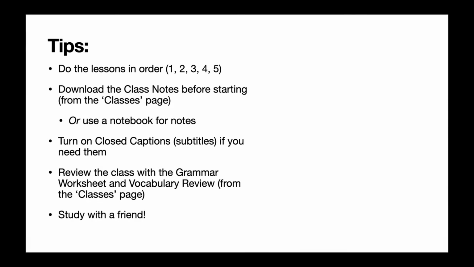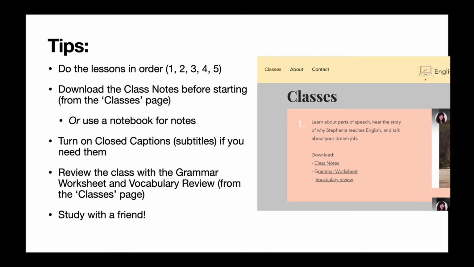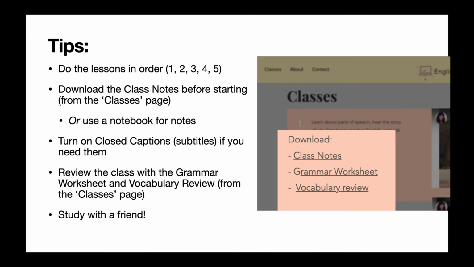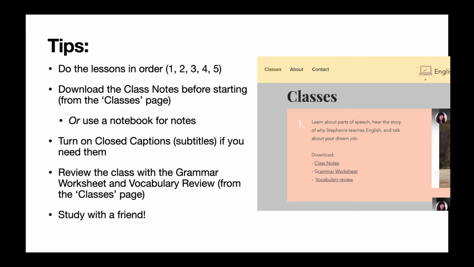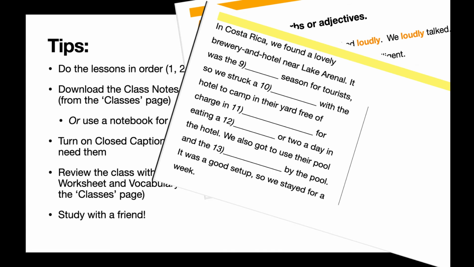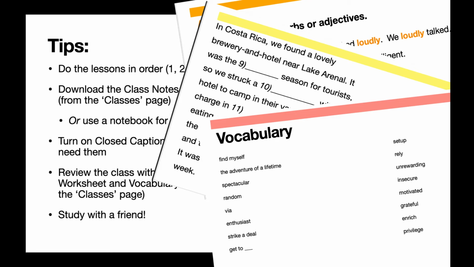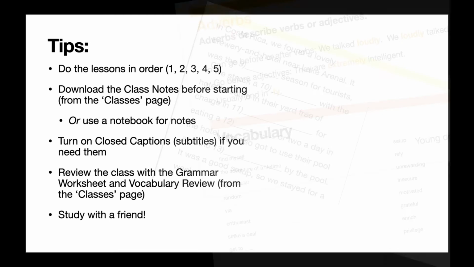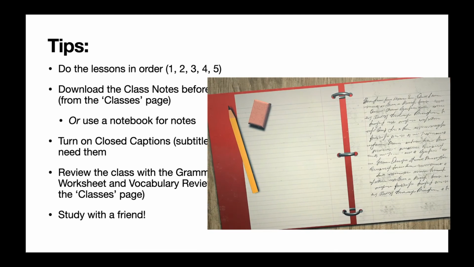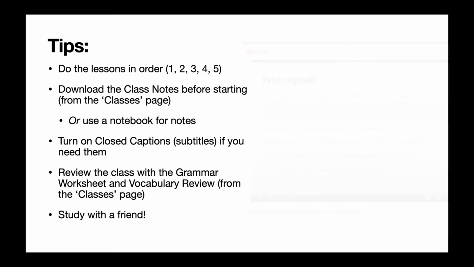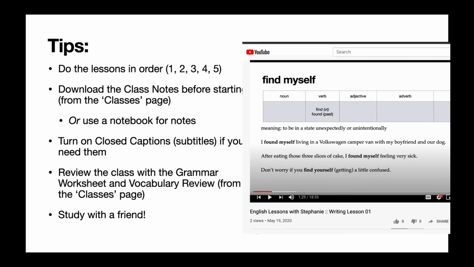Here are some tips to get the most out of this English class. Do the lessons in order. Secondly, download the class notes before starting. You can find a link on the classes page. The class handout features some of the slides that are in the lessons, so you can follow along more easily. If you don't have access to a printer or you can't download these handouts, you can just use a notebook for notes. Third, turn on closed captions if you need them.